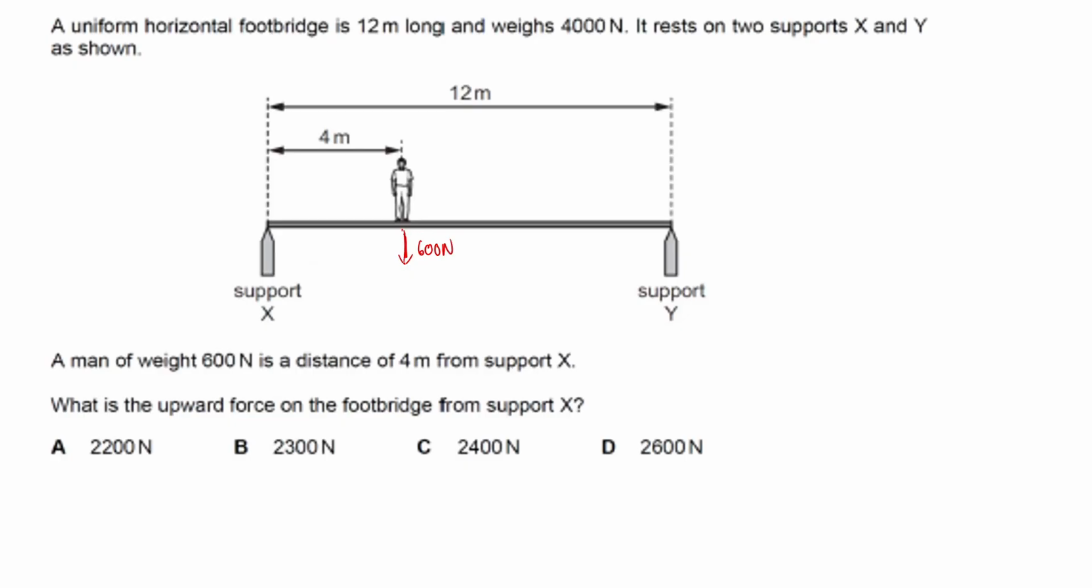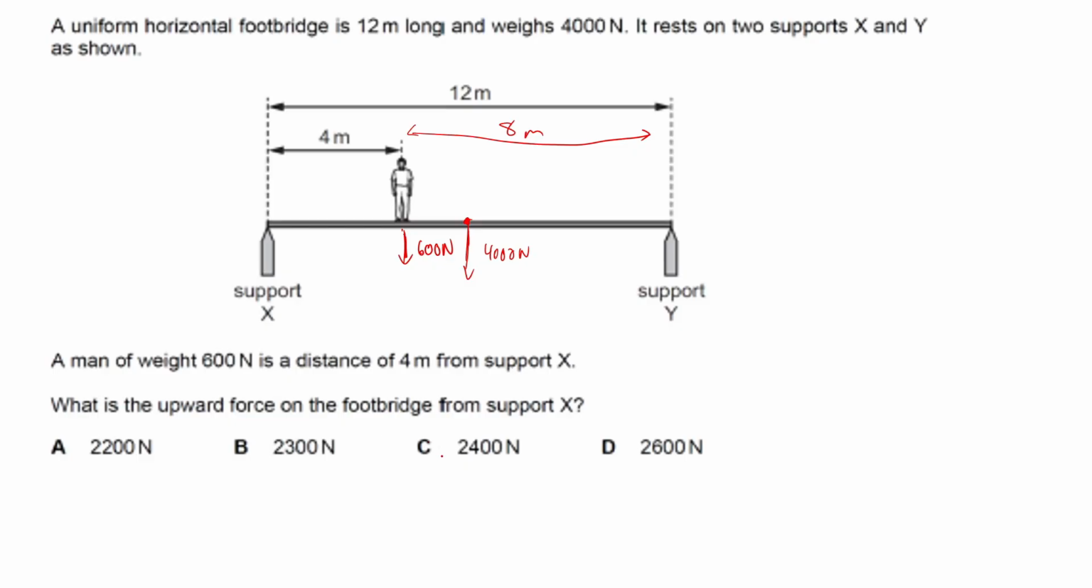So let's try and label our distances. 8 meters, and then we have a weight that goes from the middle, which is 4,000 newtons. What is the upward force of the footbridge from support X? So it turns out that we can just take moments from this, I'm pretty sure.